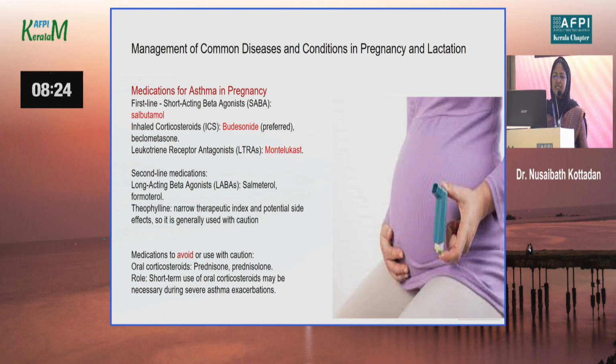Medications for asthma in pregnancy. The first line is short-acting beta agonists like salbutamol. Then we can use inhaled corticosteroids, budesonide and beclomethasone. And leukotriene receptor antagonists like montelukast can be used. Second line agents are LABAs, salmeterol, formoterol.